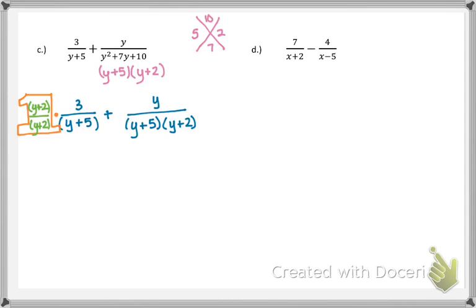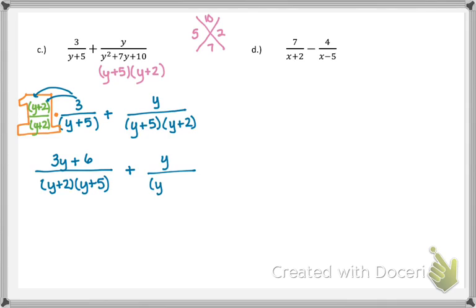Okay, so then we're going to go ahead and simplify. So I'm going to multiply this 3 through. It's going to be 3y plus 6 over y plus 2 times y plus 5. And then my second fraction is just y over y plus 5 times y plus 2. And now I have a common denominator. We're going to go ahead and just combine the numerator. So 3y plus 6 plus y. 3y plus y is 4y. So 4y plus 6 over y plus 2 times y plus 5. Okay, and this is my final answer.